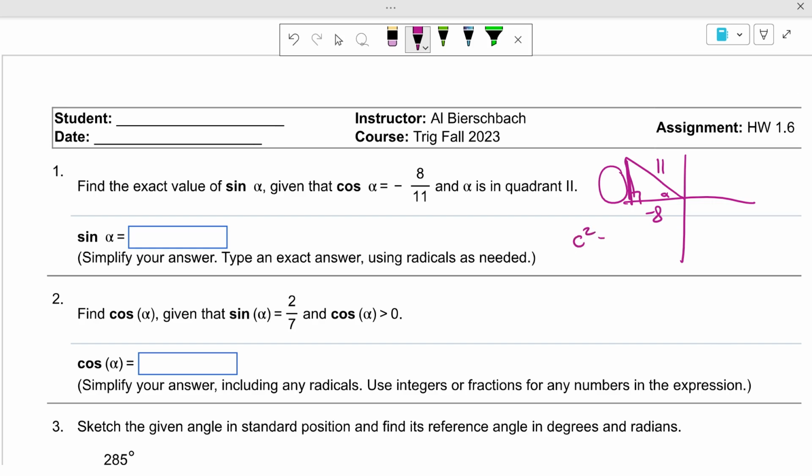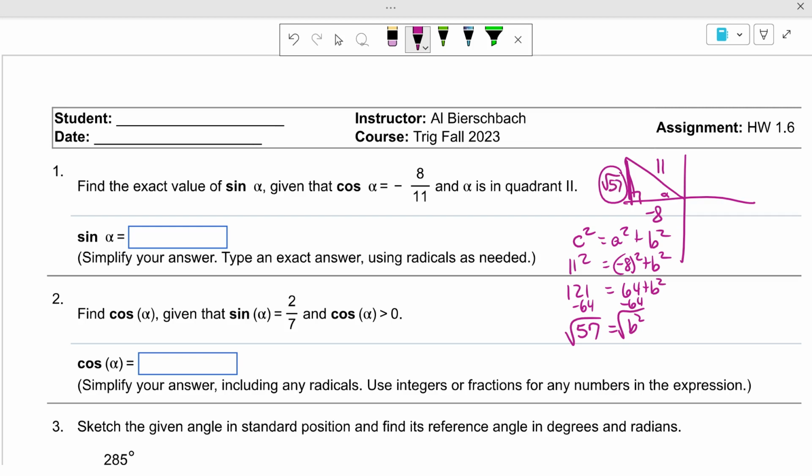Exactly. C squared equals A squared plus B squared. So 11 squared equals negative 8 squared plus B squared. So 121 equals 64 plus B squared. If we subtract 64, B squared equals 57? Yeah? Okay, I'll just go with 57 so nobody's confirming that. We'll just say it's square root of 57.